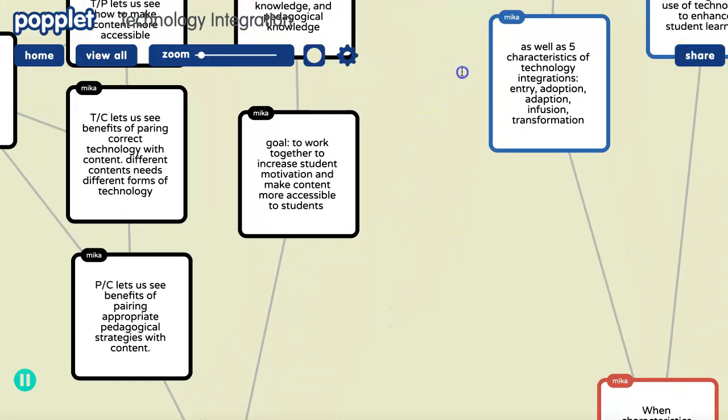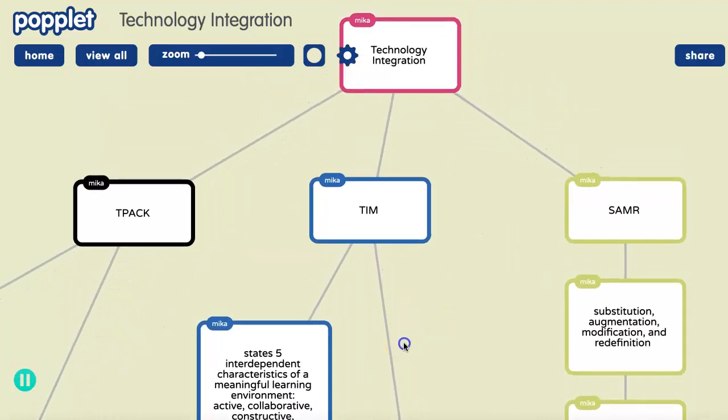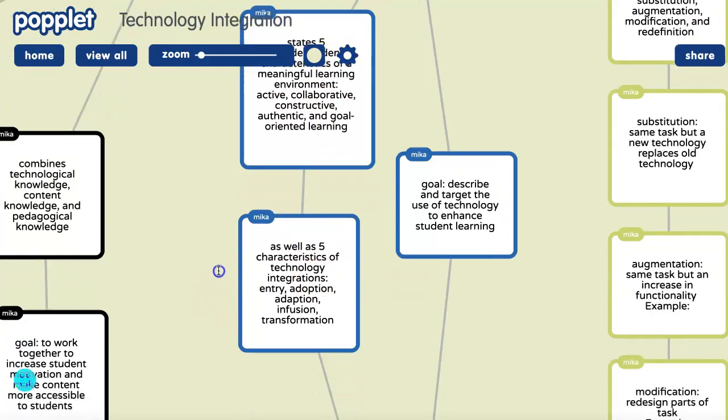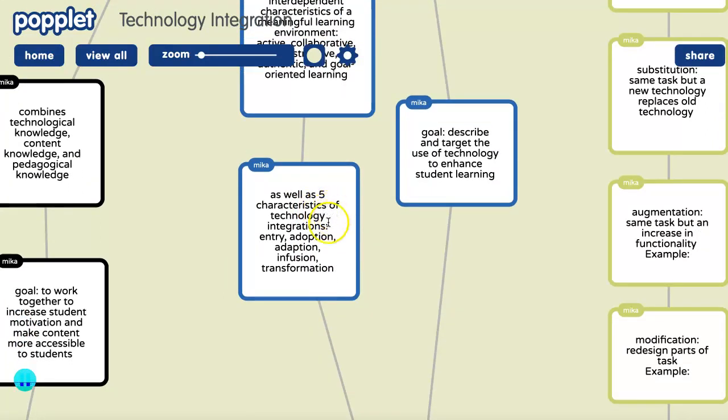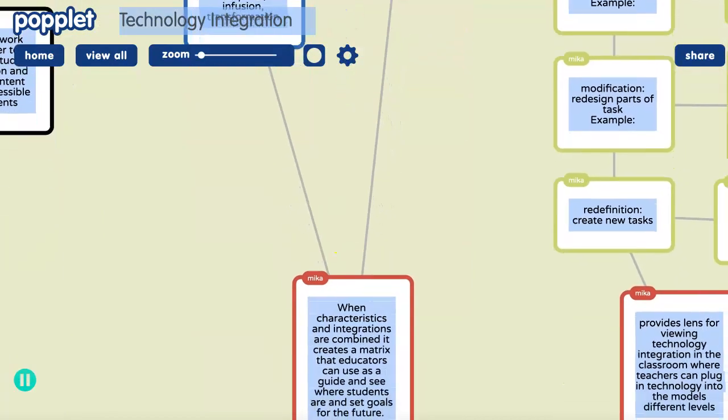The next framework, if I can get up there, was the TIM. So this states five interdependent characteristics of a meaningful learning environment, which include active, collaborative, constructive, authentic, and goal-oriented learning, in combination with five characteristics of technology integration, which were entry, adoption, infusion, and transformation. So when you put these together, you get kind of a matrix.